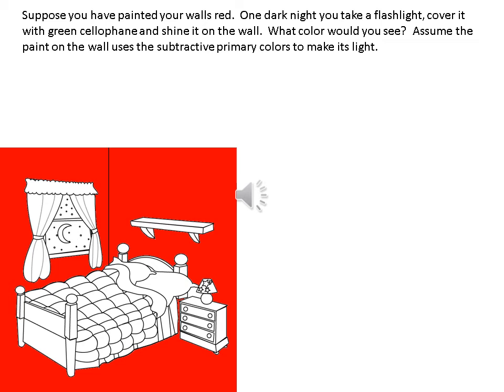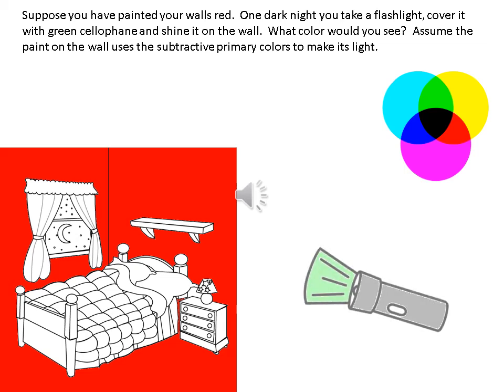Suppose you have painted your walls red. One dark night you take a flashlight, cover it with green cellophane, and shine it on the wall. What color would you see? Assume the paint on the wall uses the subtractive primary colors to make this light. So we're going to go ahead and pull up the subtractive primary color chart because it was used to make the paint that's on the walls.